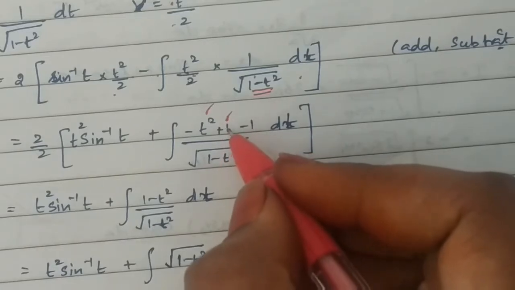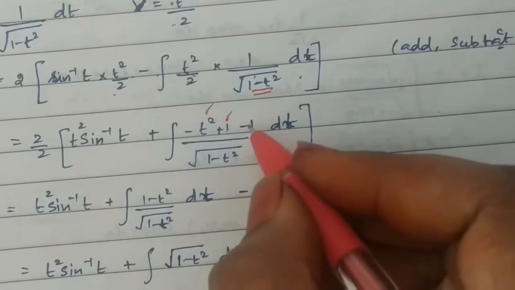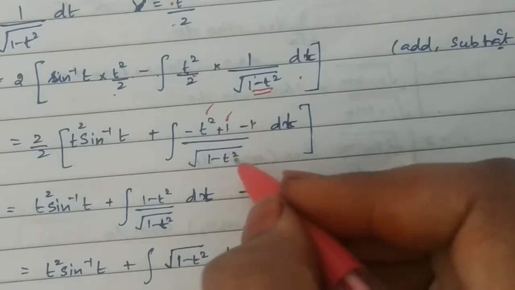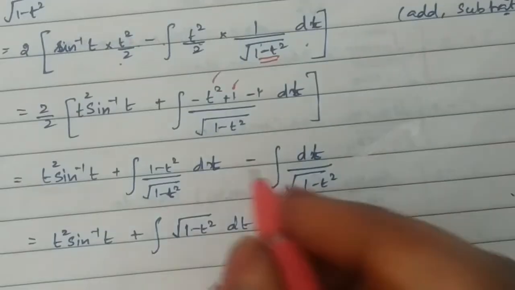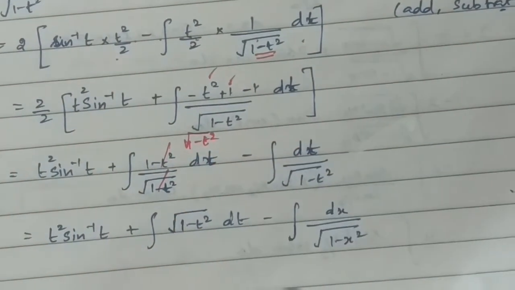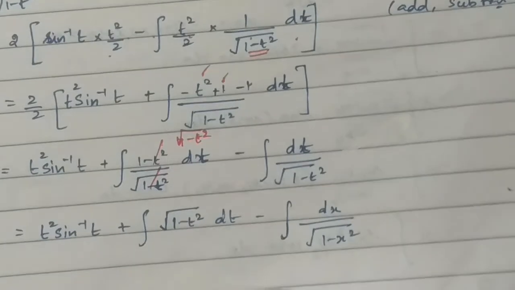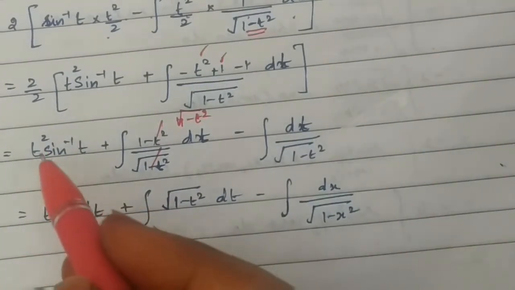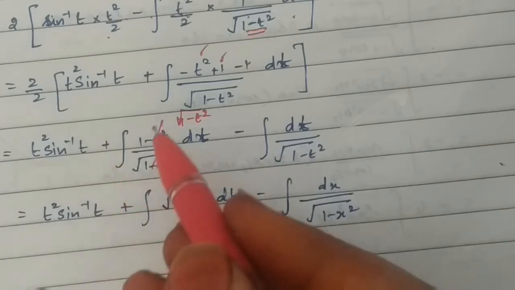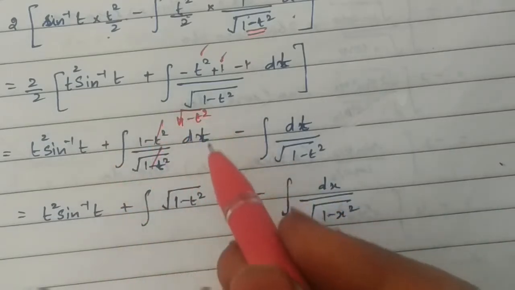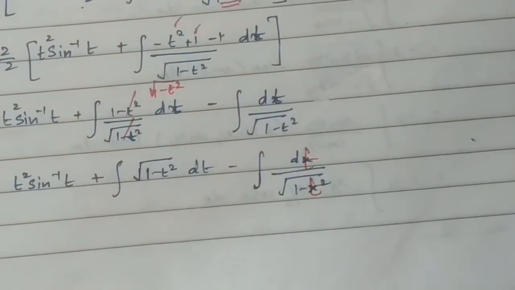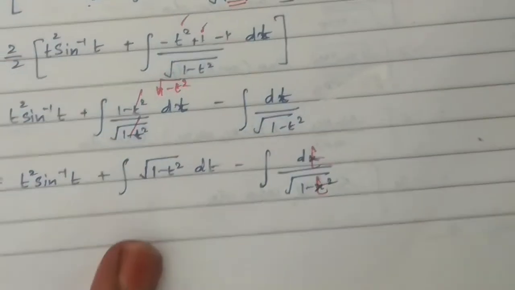In the next step, write the uv part as it is. Here you are going to split the integral: 1 minus t squared divided by root of 1 minus t squared into dt, minus 1 by root of 1 minus t squared into dt. Now when you cancel this, you will be getting root of 1 minus t squared into dt. Therefore, t squared into sin inverse of t plus integral of root of 1 minus t squared into dt minus integral of dt divided by root of 1 minus t squared. This is the final step.